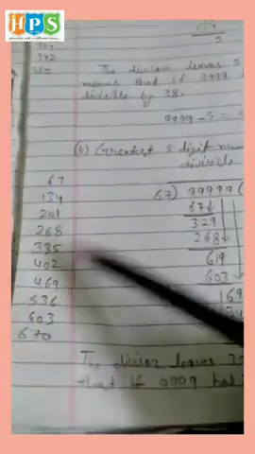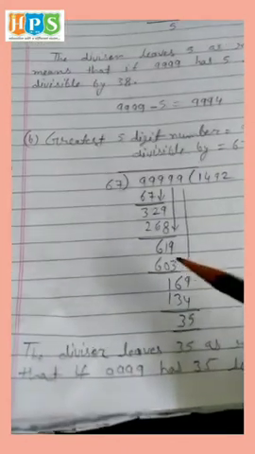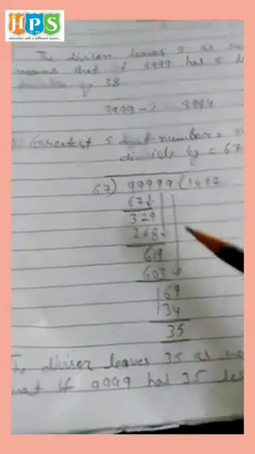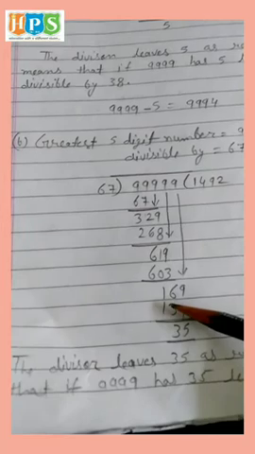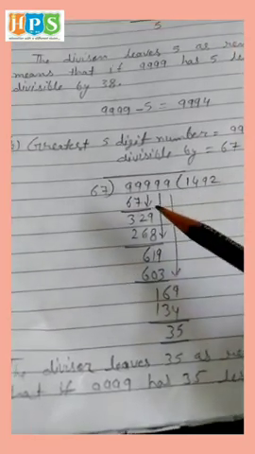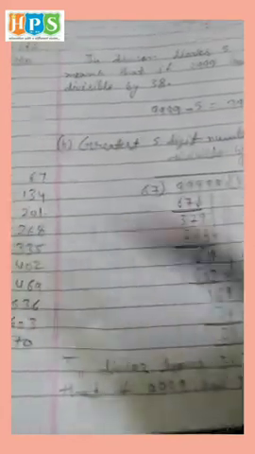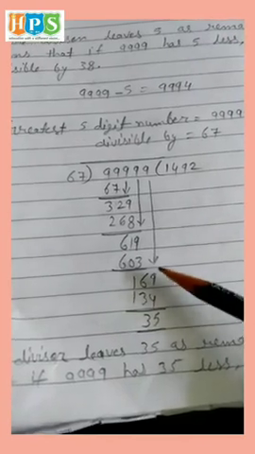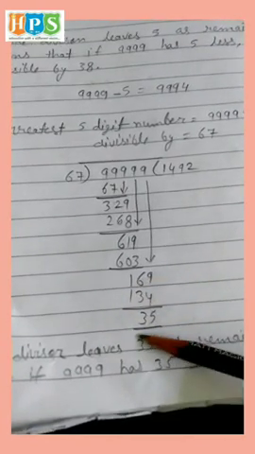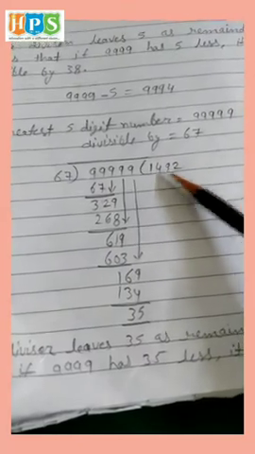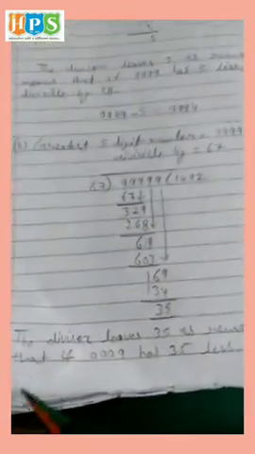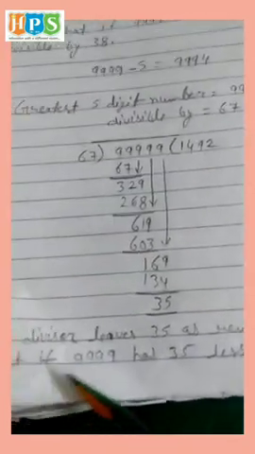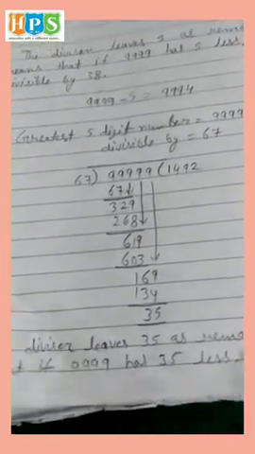67 9s are 603. We can subtract 9 minus 3, 6, and we write 1 as it is. We write the next digit 9 to make 169. 67 2s are 134. We can subtract 9 minus 4, 5; 6 minus 3, 3. So quotient is 1492 and remainder 35. The divisor leaves 35 as remainder.